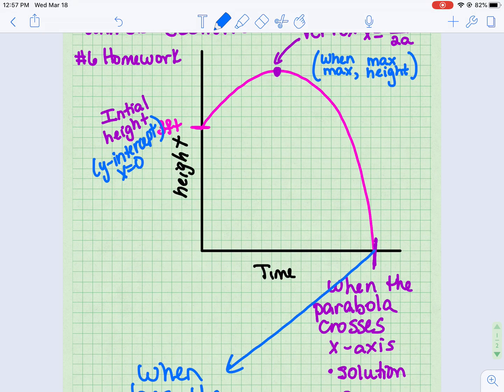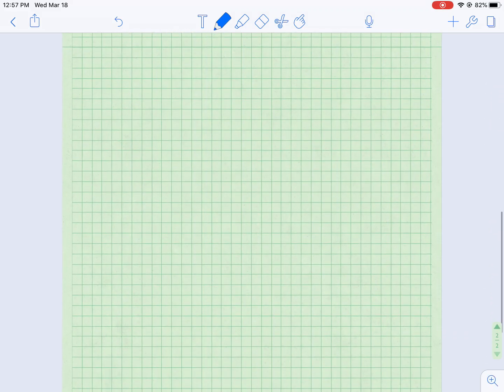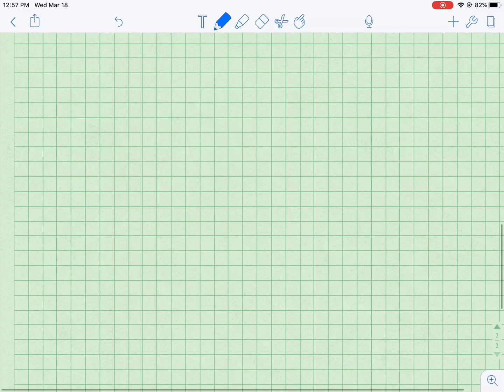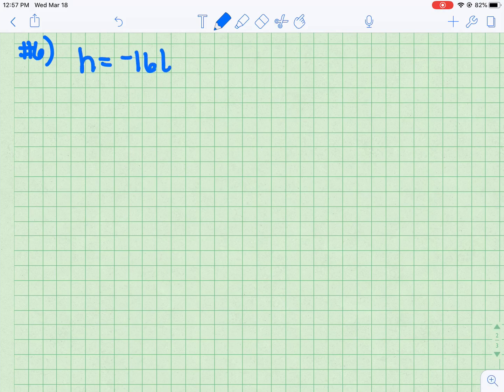So let's do number 6 completely as an example. So again, we have Lana hitting the volleyball, okay? And we're going to use the equation, the original equation from the top of the page, h equals negative 16t squared plus the initial velocity plus the starting height. Remember, the t stands for time, the h stands for the height at a specific time.